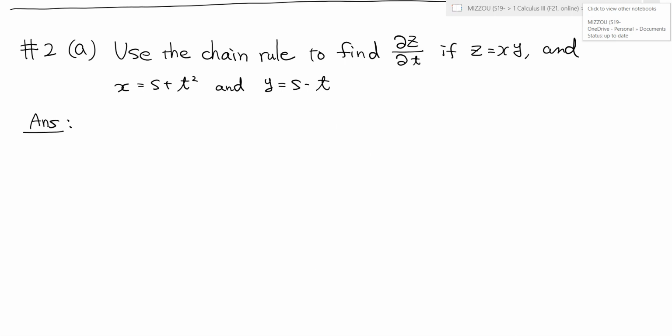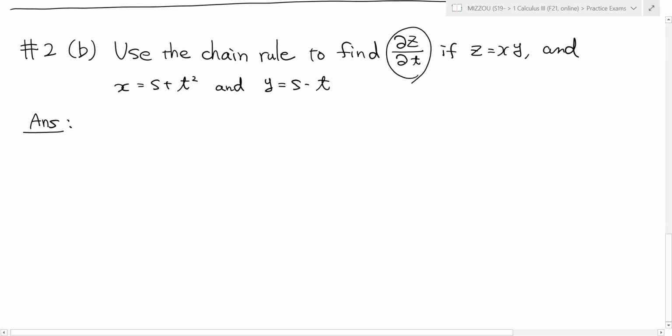Now, problem number 2, this is part B, sorry. Part B, use the chain rule to find partial z, partial t if z is xy and x is s plus t squared and y is s minus t. So remember the chain rule? z is a function of x and y in this case, and then x and y, each of them is a function of s and t. And then you want to find partial z, partial t.